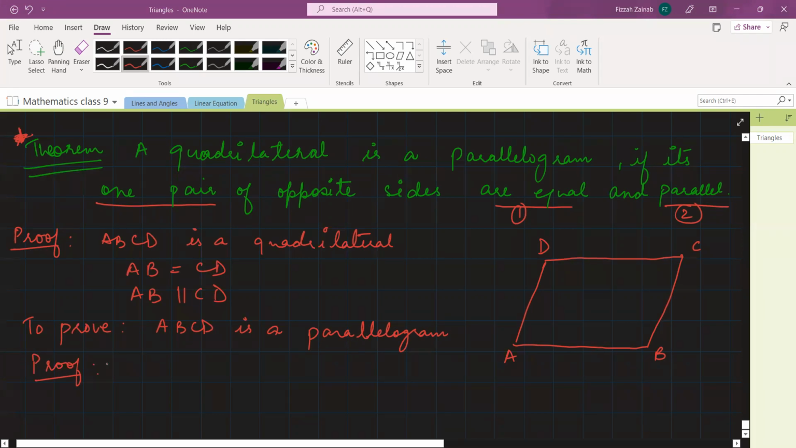Okay, so before the proof, there's a construction here. We have to make some triangles. We don't have any triangles, so we join one diagonal. Join AC.